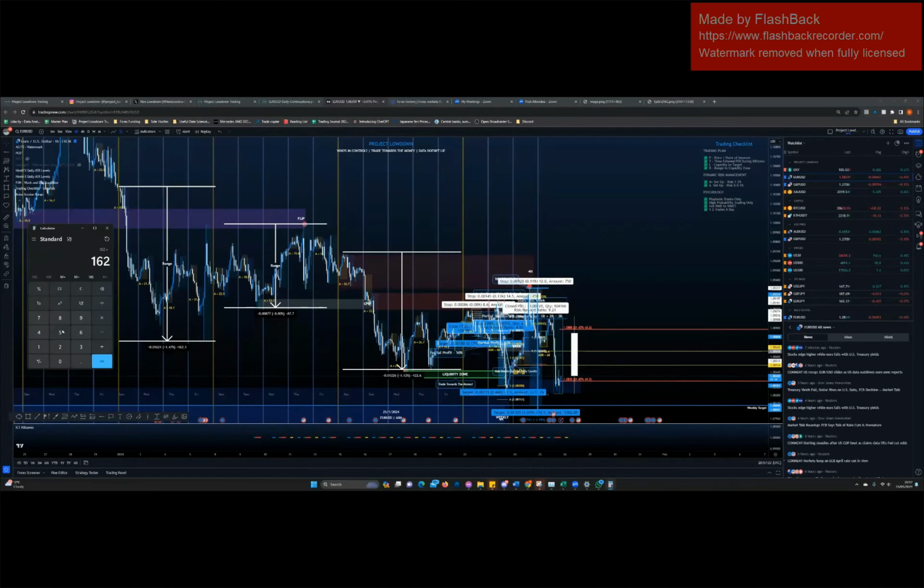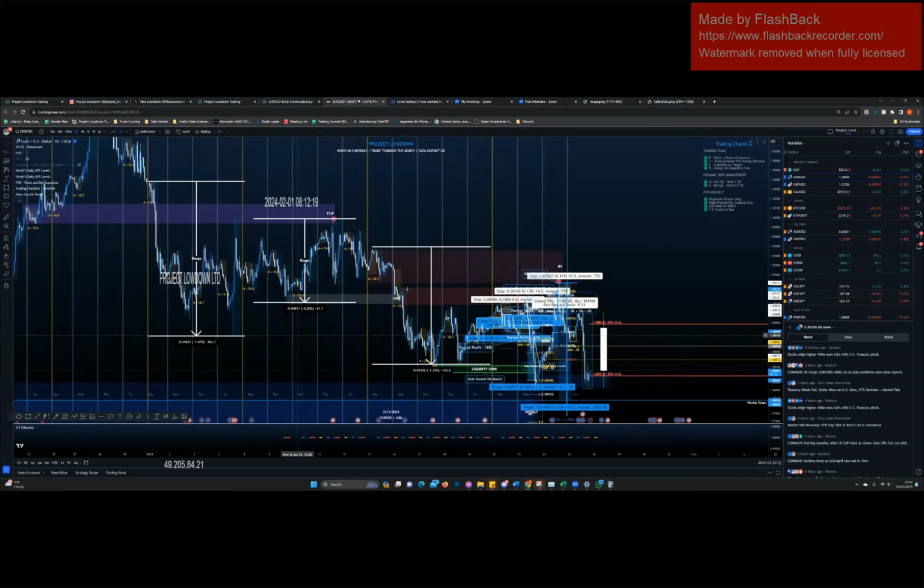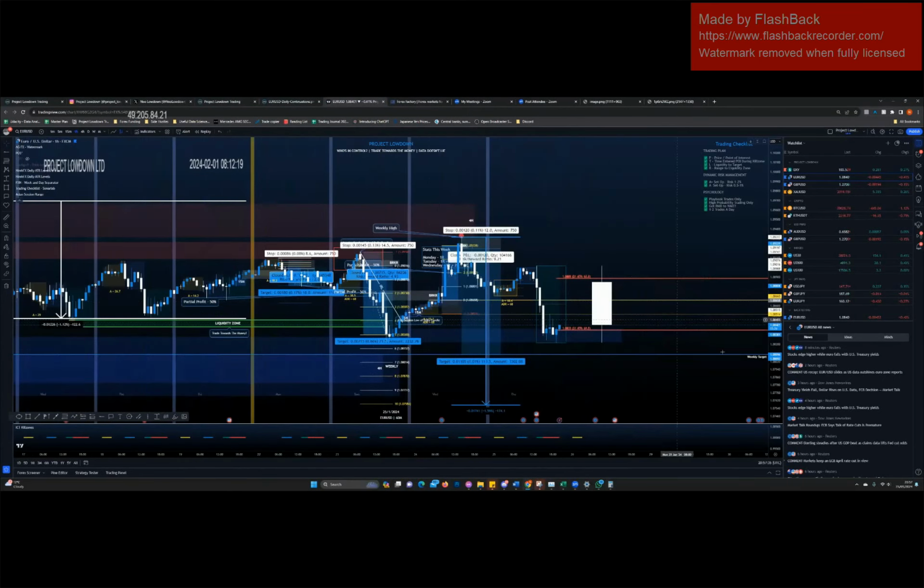162 plus 87 plus 122 divided by 3 gives us 123. So far, the weekly average for this month of January is 123. If we know that the monthly average for the last 2 years was around the 170s, that could give us a clue to expect this week to be an expansion week, or the last week to be an expansion week.